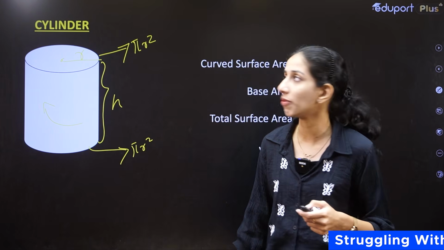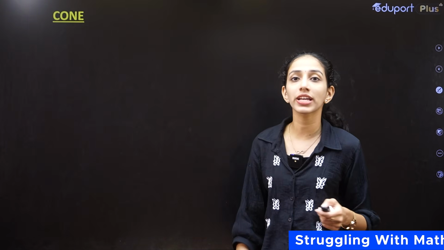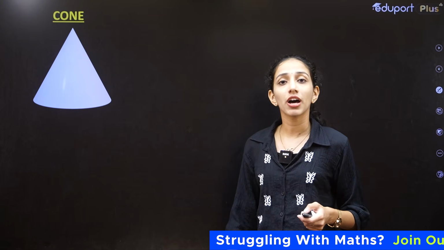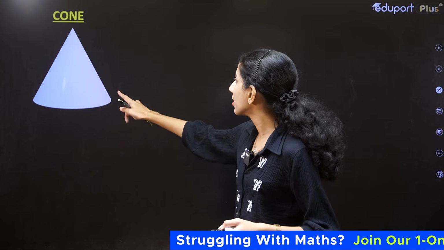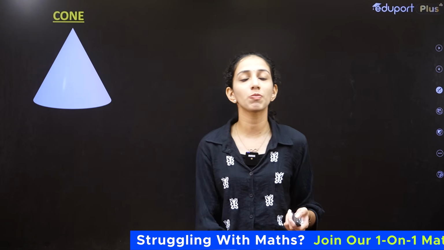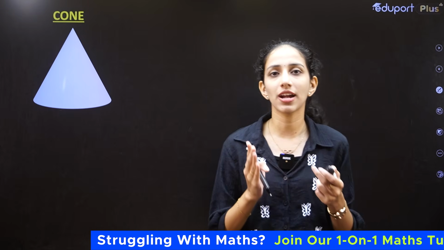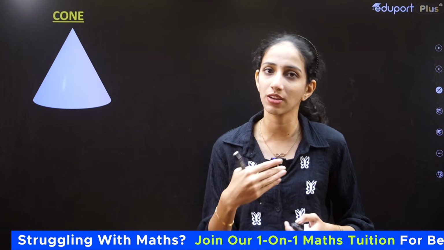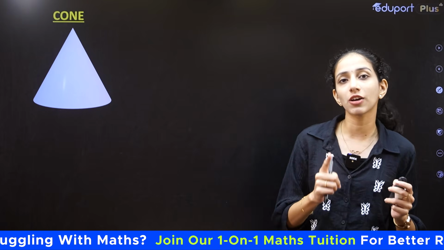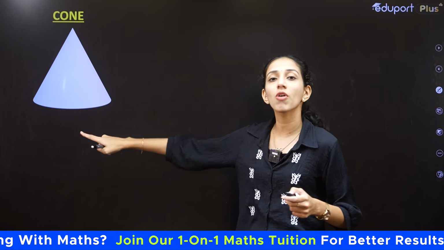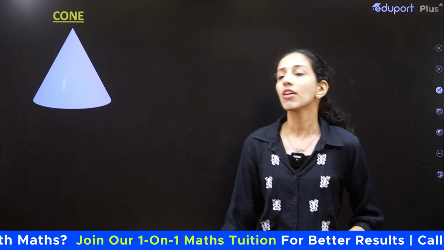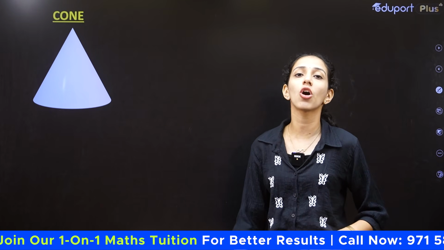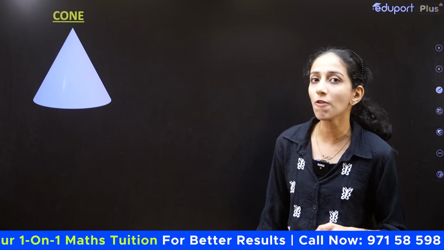doing a word problem. Okay, then we are moving to the next solid, that is cone. So here is the cone. If I consider this cone, how many faces does it possess? Only two faces, that is one circular base, circular face, and a curved surface. Okay, so the total surface area will be the sum of these two faces. Then what is the total surface area? It is the curved surface area of cone plus base area of cone.